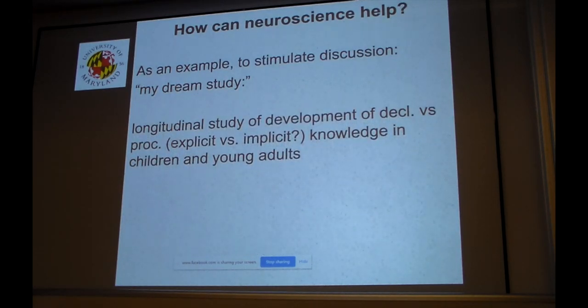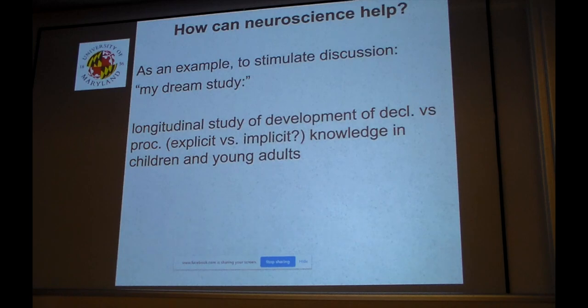A longitudinal study on the development of declarative versus procedural knowledge, or maybe you may want to say explicit versus implicit, we could talk about that all day, in children and young adults. Because the claim, not only my claim, but the claim of a whole bunch of people in the field, is that the learning processes are very different. That's why we have the so-called critical period phenomenon. Now, what exactly is going on?